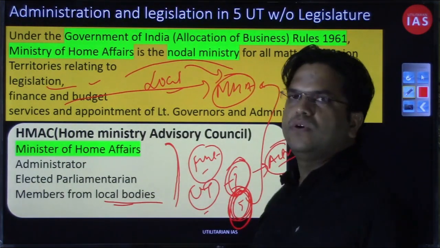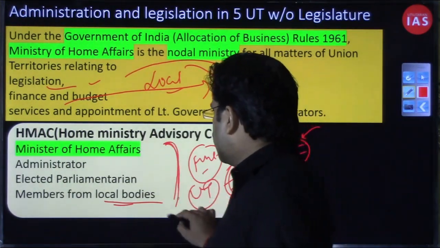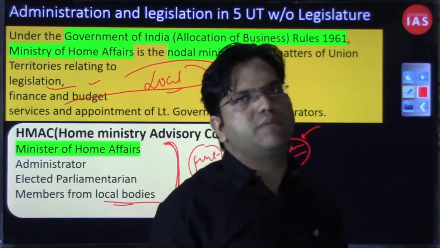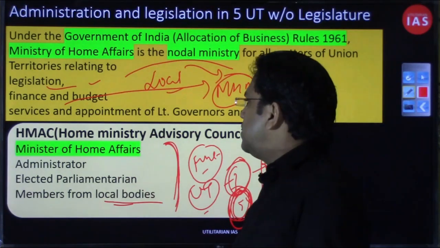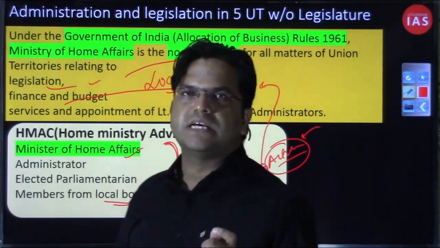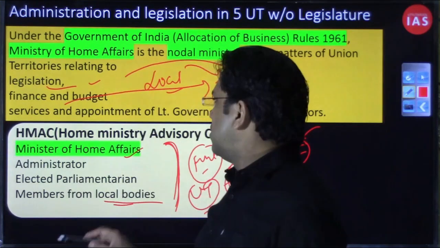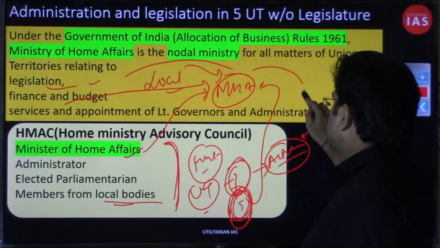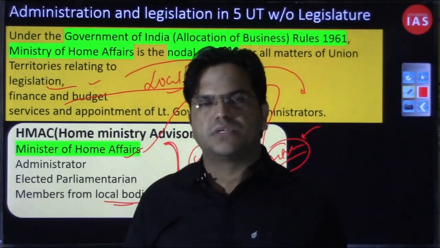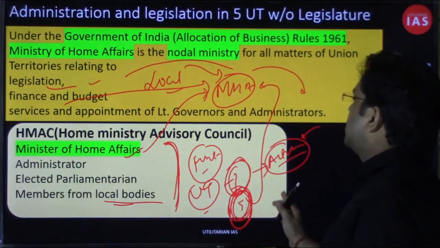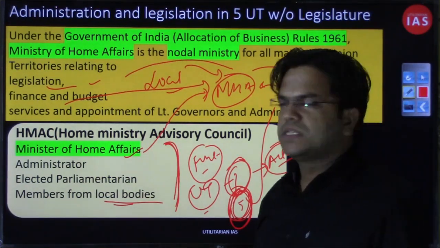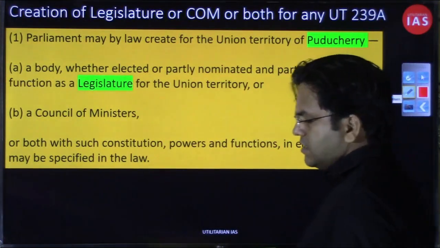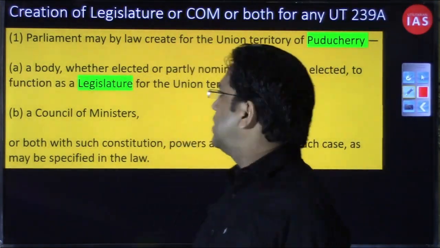This body is just created to be a representative body where the local members from the local body, these administrators, could air their opinion to the Minister of Home Affairs, or in his absence to the Minister of State for Home Affairs, and accordingly they will legislate, accordingly they will put the legislations into the parliament. So that is the purpose of this Home Ministry Advisory Council. I hope this purpose, this administration and legislation part, is clear. Now let us move to the next slide and start discussing Article 239A, right? Again, what is this?